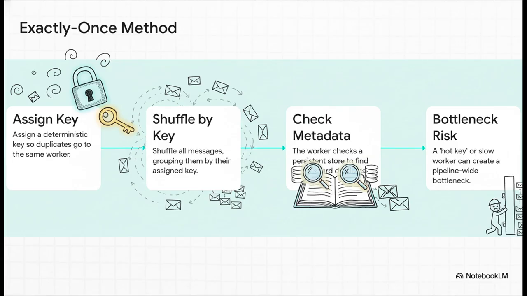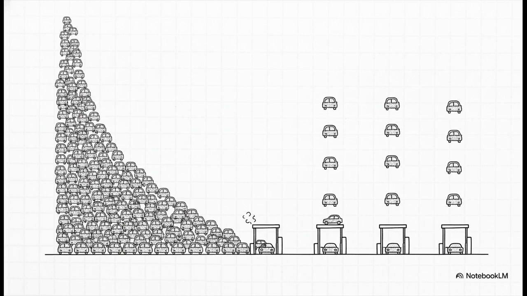But notice that last point. It creates a pretty big risk. And this is the real kicker. What happens if one single key gets a massive amount of traffic, a so-called hot key? Or what if the worker handling that key just gets slow? Well, because every message for that key has to go to that one worker, everything else gets stuck in line right behind it.